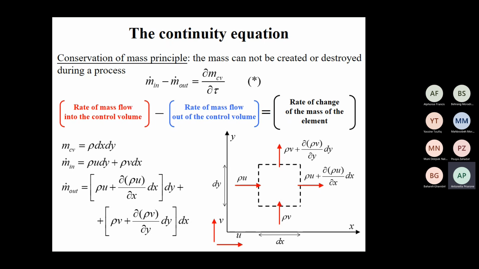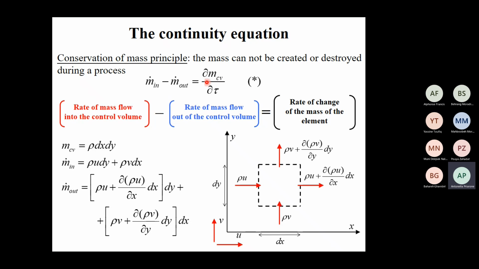At the beginning, we consider this small volume, here sketched with a dashed line in the xy plane, with dimensions very small, dx and dy. And we have to write in a different way the equation written here. The mass flow rate that enters inside my small volume minus the mass flow rate that exits is equal to the variation in time of the mass of my control volume. V means control volume.